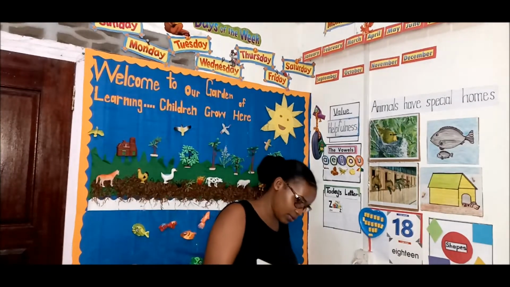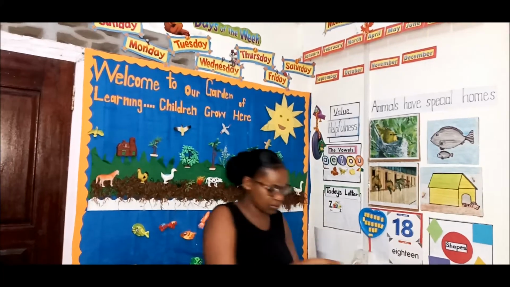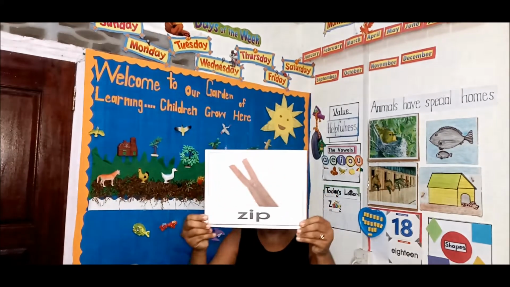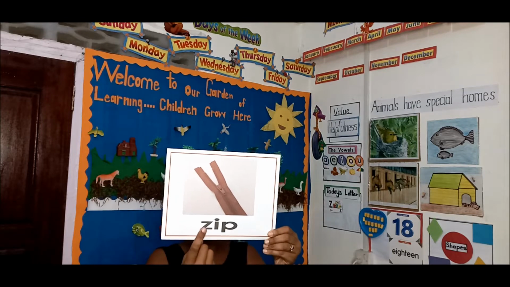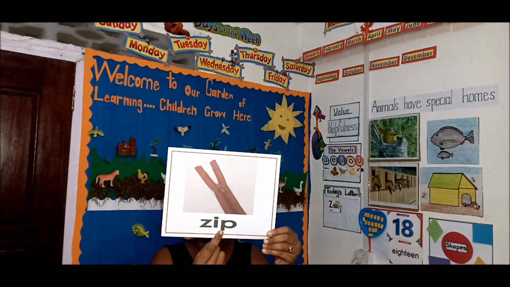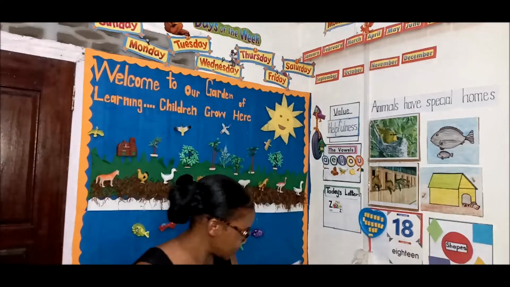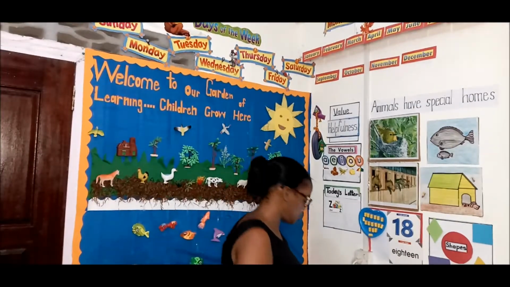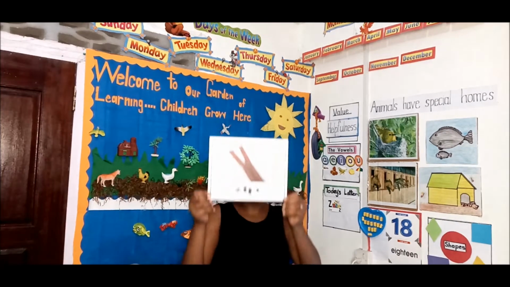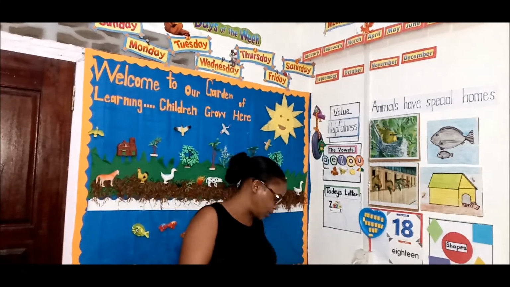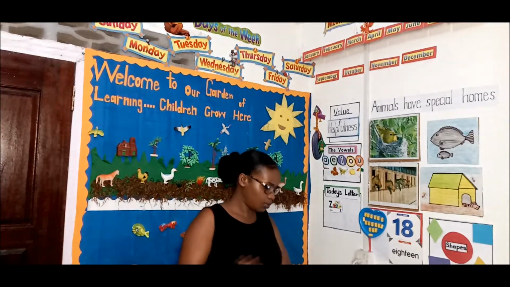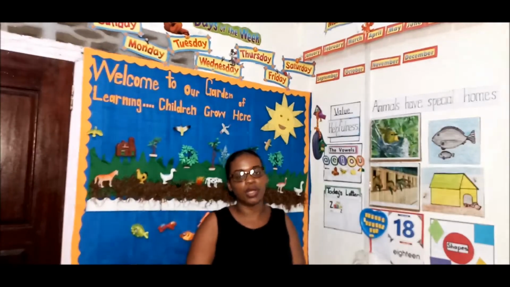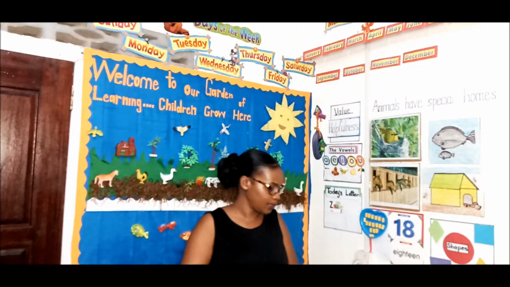Now today, yes, the color of this zip is brown. Let's spell zip. Z-I-P, zip. Okay, boys and girls? Yes. And letter Z belongs to the consonant family. So what we are going to do now, we are going to listen to the song one more time, and then we're going to do our literacy worksheet. Okay, boys and girls?